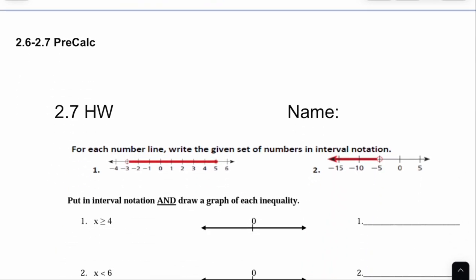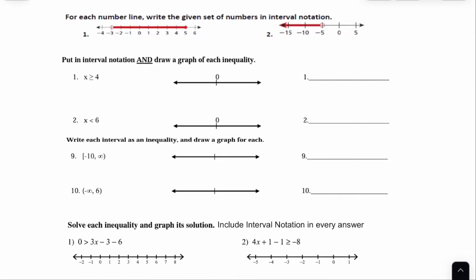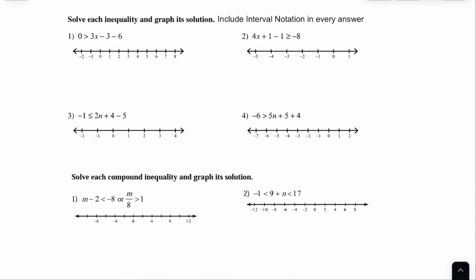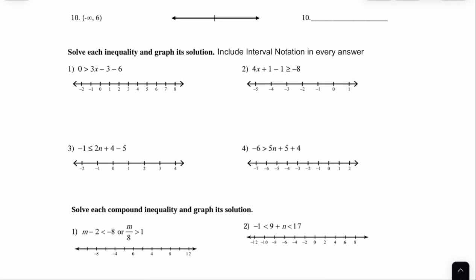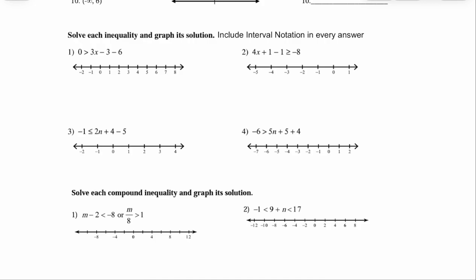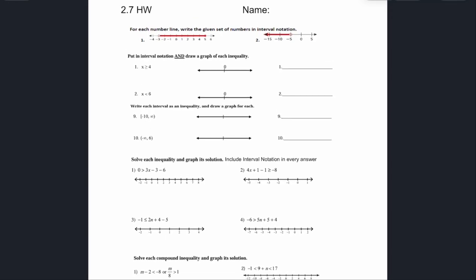Now, your homework follows right underneath it. There's some number line and interval notation that they want you to use. And then there's some inequalities to solve. Do you see how it says to graph it? And it says include the interval notation. So you might get to the point where you get x is greater than 7. Put that on the line and then also write the interval notation. Okay, and so that is your 2-7 homework.